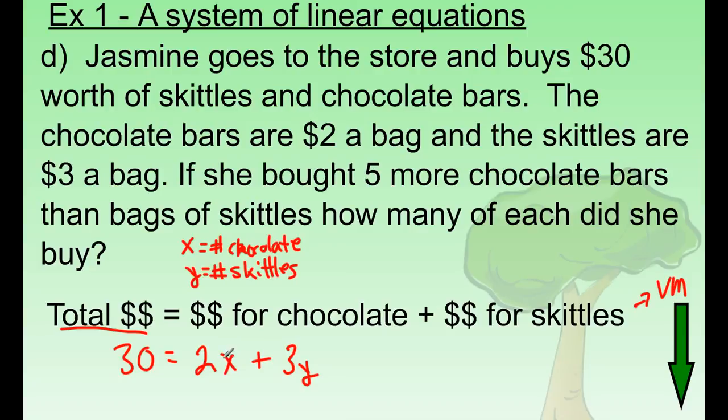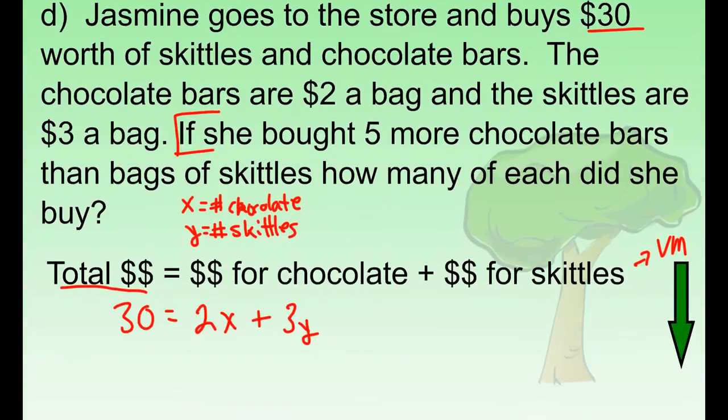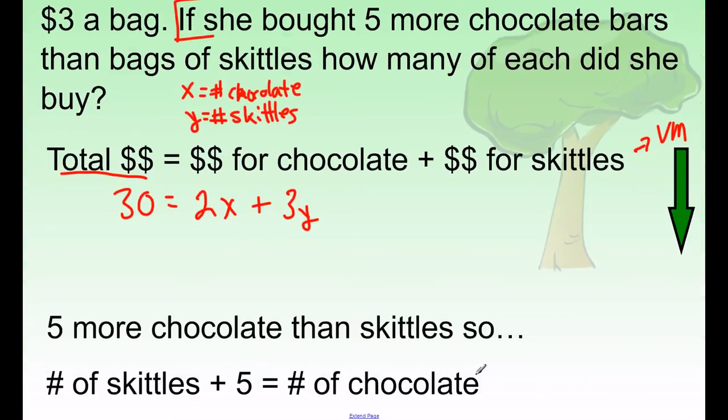If she bought chocolate and Skittles and spent $30, we could graph this and see all the different combinations of Skittles and chocolate she could buy that would add up to the $30 that she spent total. The second part of the problem says if she bought 5 more chocolate bars than bags of Skittles, how many of each did she buy? That's where the second part of this problem comes in.